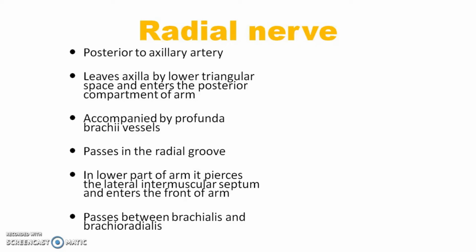You remember those? First, it is related in the axilla region posterior to the axillary artery. Later, it leaves the axilla by reaching the lower triangular space. Later, it will reach the posterior compartment of the arm region. There it is accompanied by profunda brachii vessels. After that, it passes through the radial groove or spiral groove, and reaching the lower part of the arm, it pierces the lateral intermuscular septum. Later, it enters the front of the arm, and after that, it passes between the brachialis and brachioradialis.